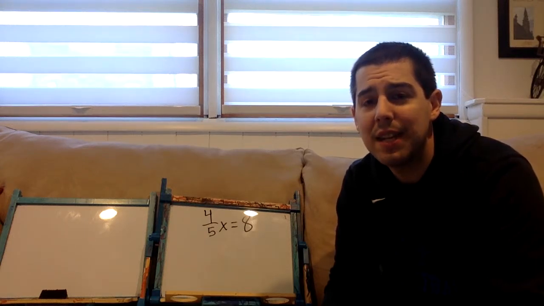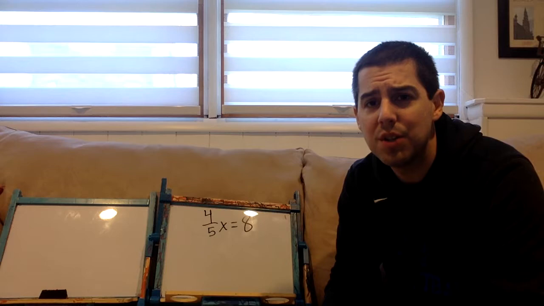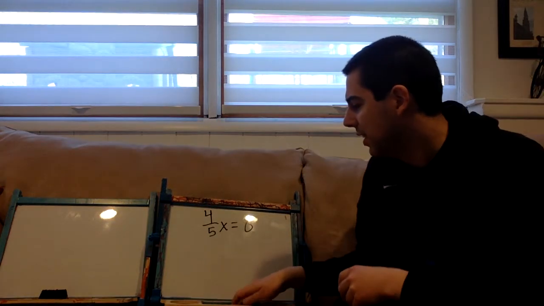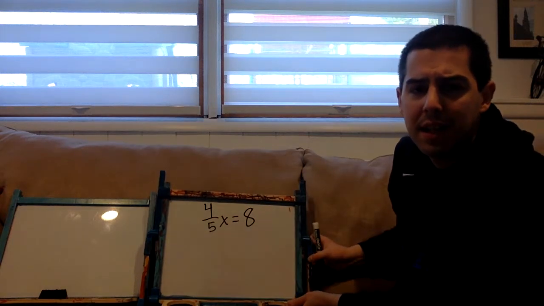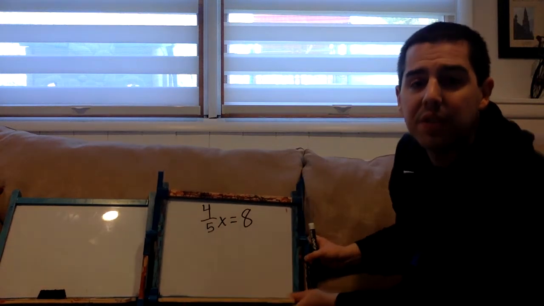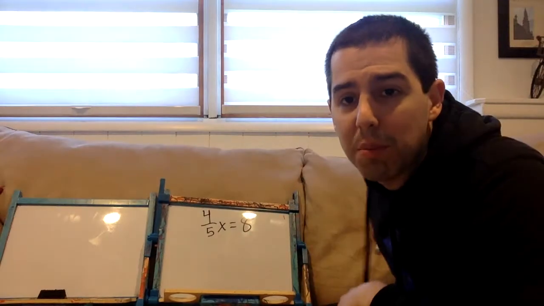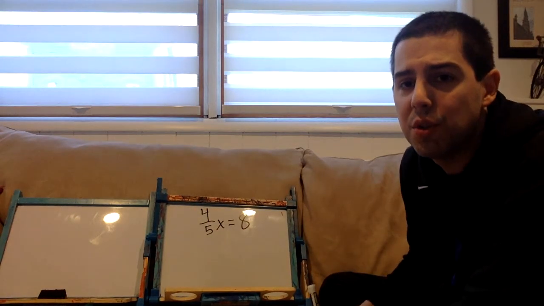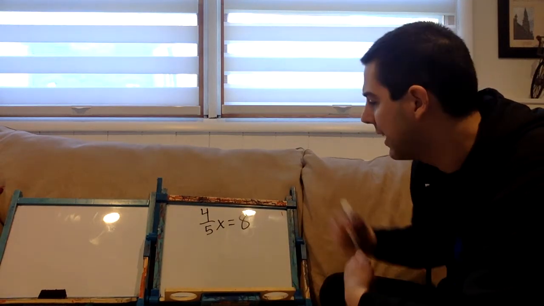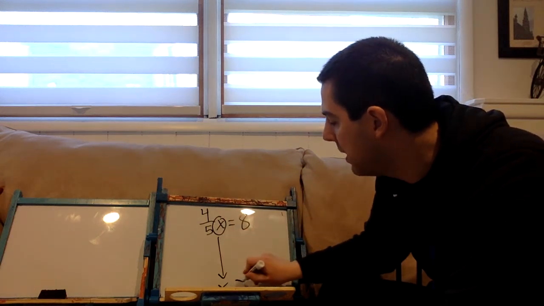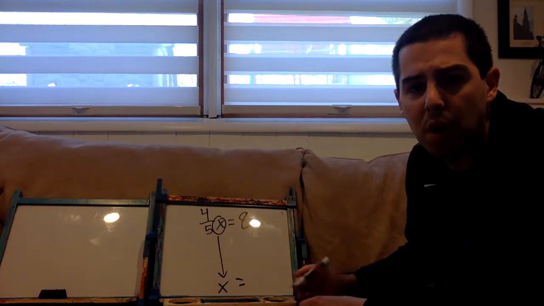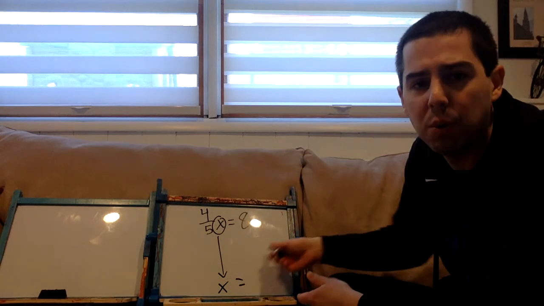Lesson 6.3, one-step equations with rational coefficients. The first problem that we're going to look at is 4/5 x equals 8. So what we have to do is isolate the variable and balance the equation. To isolate the variable, you want to get x by itself. Our variable is x. I want to be at that point where my solution is just x equals something.